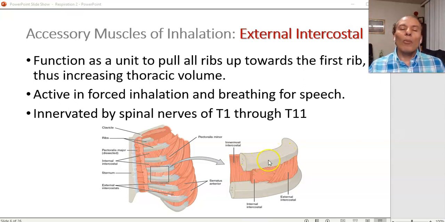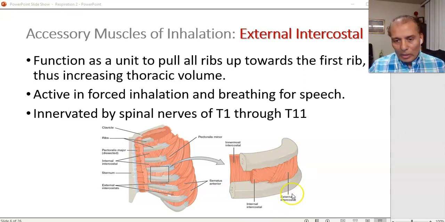Recall that a rib has two pieces, a bony piece and a cartilage piece. The cartilage piece is called the chondral segment of the rib. And the bony segment is called the osseous segment of the rib.